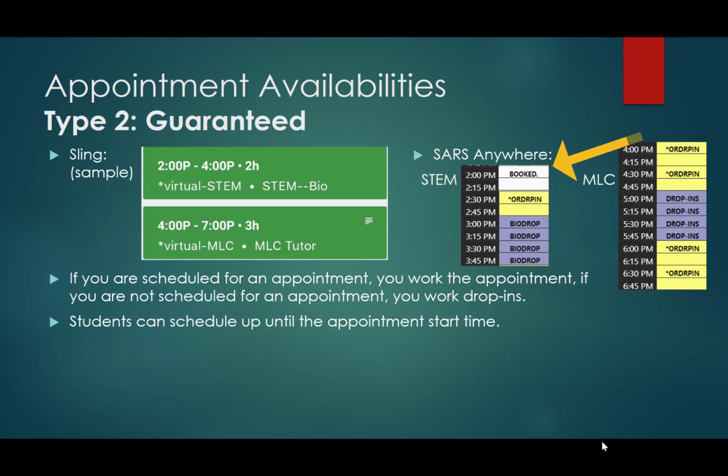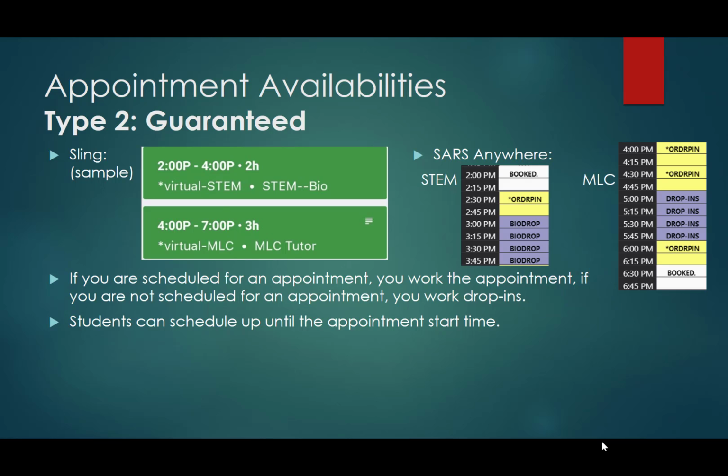For example, during their STEM shift, this tutor is booked for a 25-minute appointment from 2 to 2:30 p.m. They would work that appointment, and then, even though they aren't booked for an appointment from 2:30 to 3, they would work drop-ins, and then they will continue working drop-ins from 3 to 4. And during their MLC shift, this tutor is booked for a 25-minute appointment from 6:30 to 7 p.m. They would work drop-ins from 4 to 6:30 as long as no one schedules an appointment with them during the shift, and then they would work the appointment from 6:30 to 7.